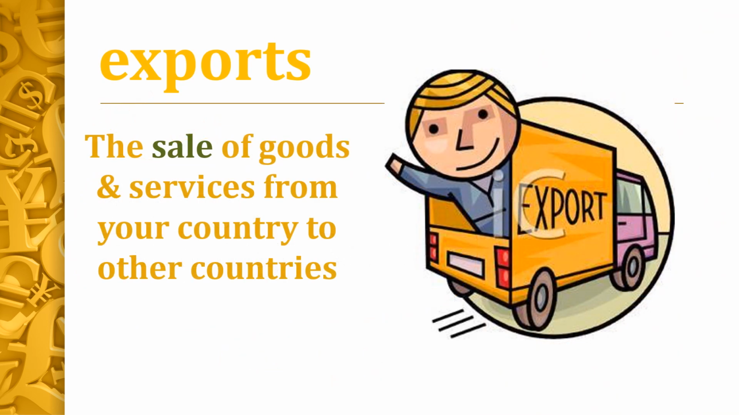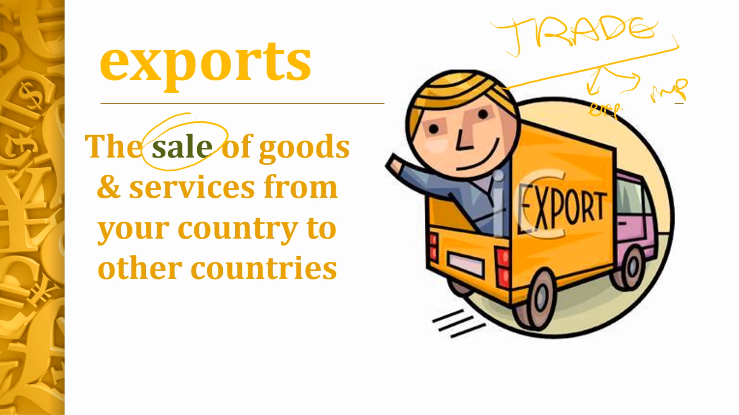To see how exchange rates are used, we need to talk about something called trade. And trade was explained in previous lessons. Trade includes both the exports and the imports. What do we mean by exports? Exports is the sale of goods and services from your country to other countries. So since I'm selling to other countries, it means my country will be receiving money. So this would create something called cash inflow. I am receiving cash.